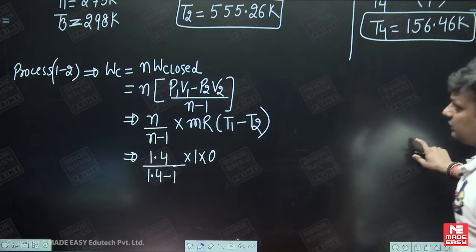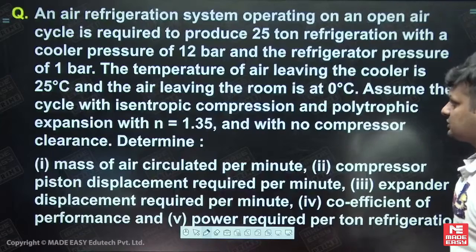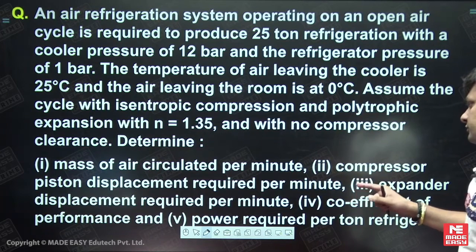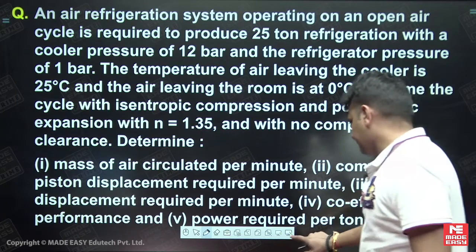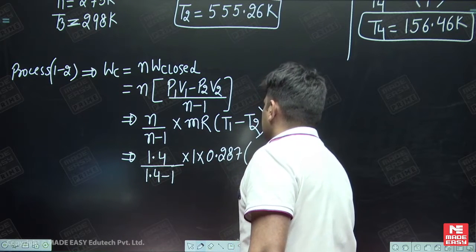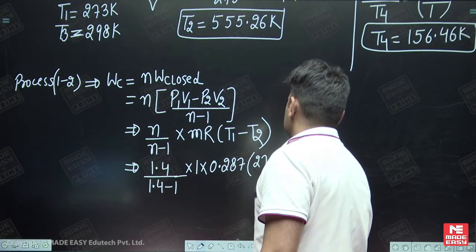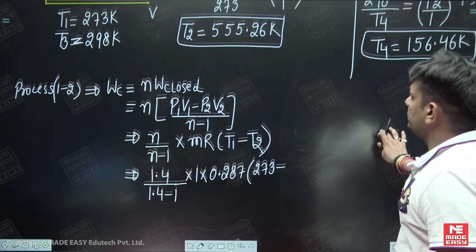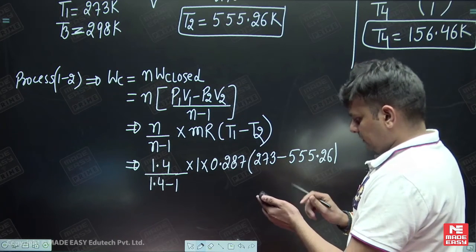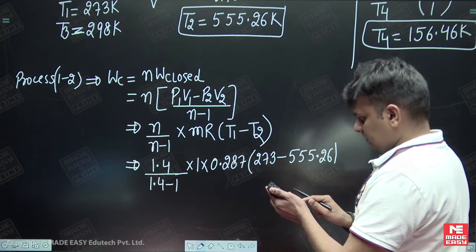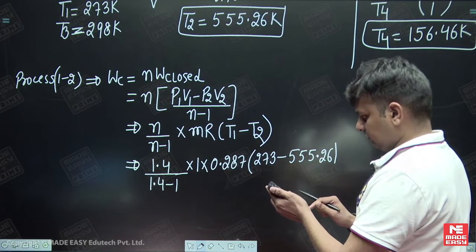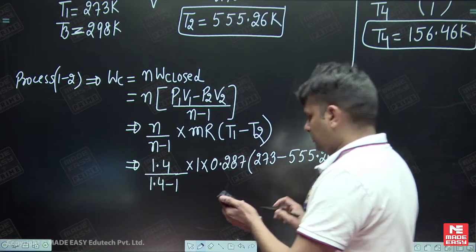Now in this question I need to find the mass of air, compressor piston displacement per minute, expander, coefficient of performance, and power required per ton of refrigeration. So I will find out per kg in this case. So 0.287 into (T1, 273, minus T2, 555.26), into 1.4 divided by 0.4, that is 283.